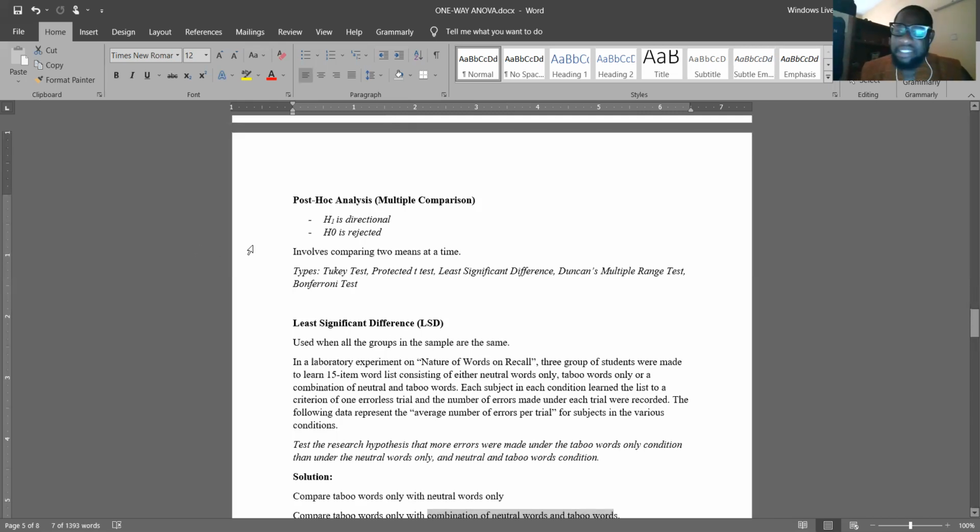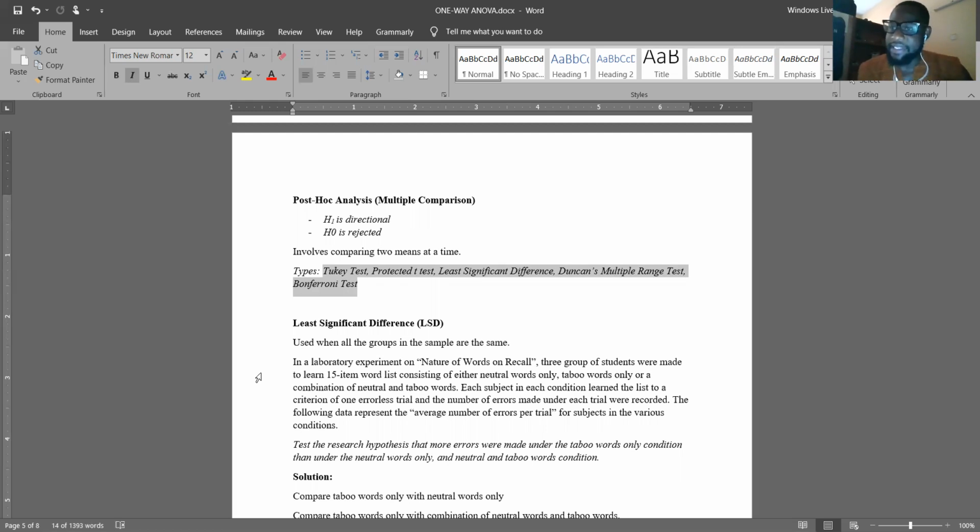And in conducting post-hoc analysis, we have different types. I have indicated some of the types, and that's what I just highlighted. We have Tukey test, protected t-test, LSD, Duncan's multiple range test, and Bonferroni test. All these are multiple comparison tests that we do. But our focus in this discussion will be on two of them: LSD and protected t-test.